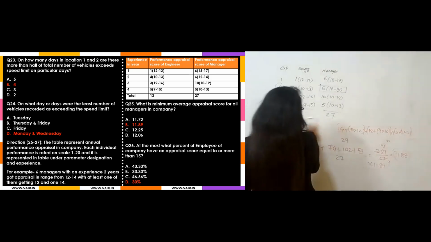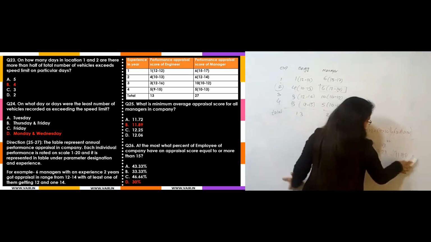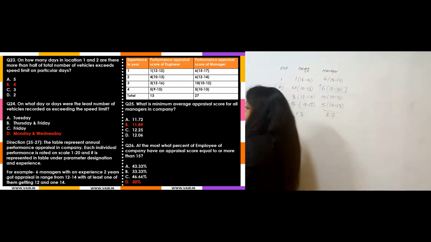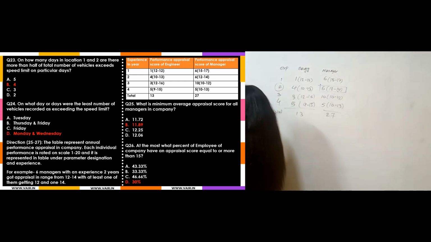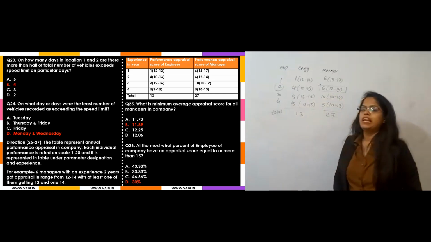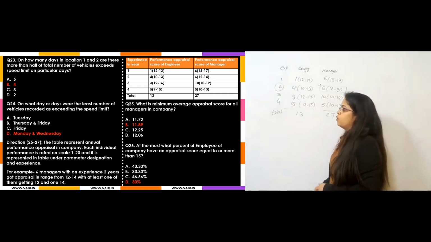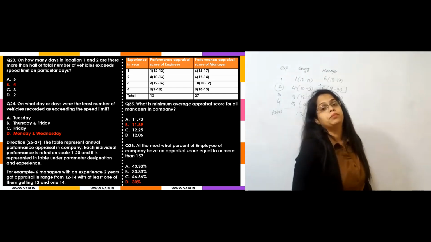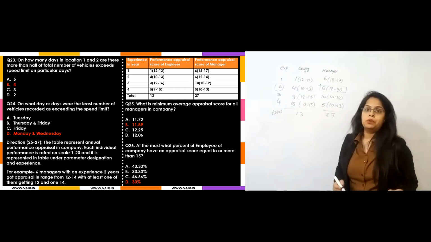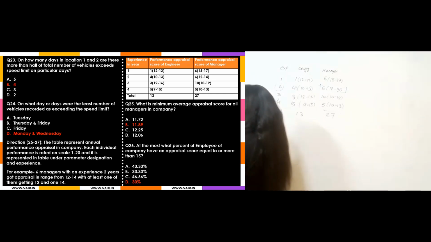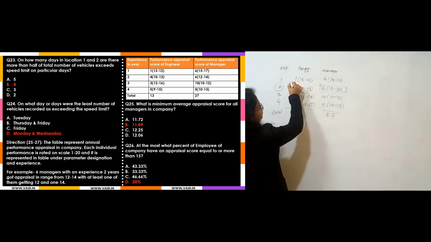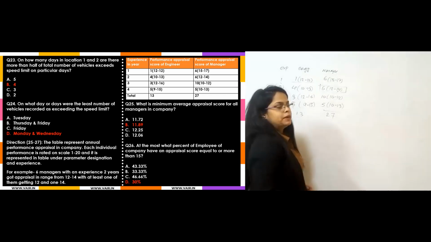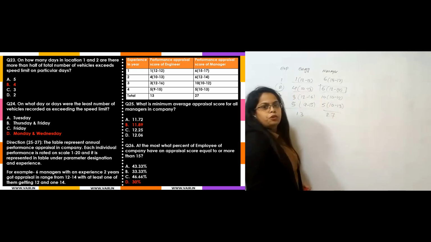Now let's solve the next question on the same one. What are they saying in this question? At the most, what percent of employees of the company have an appraisal score equal to or more than 50? Equal to or more than 50, and they are talking about the at most. For the at most, what will you do in this one? Is it any possible for 50? No. 15 or more than 15 in 12, 12. This is a 10 and 13, so not possible.